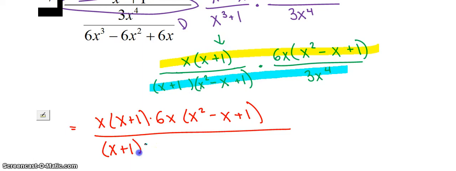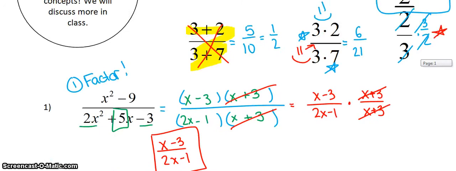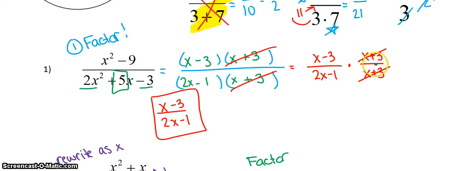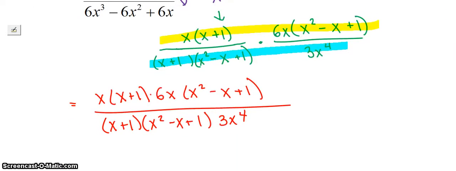Same thing in the denominator. These are being multiplied together, and so is this 3x to the fourth. Everything is being multiplied, so you can either write it as 2 fractions or 1. And once you write it as 2 fractions, this is very similar to the problem we did before, where anytime you see a common factor, or you're dividing something by itself, you can cancel it because it's just a 1.